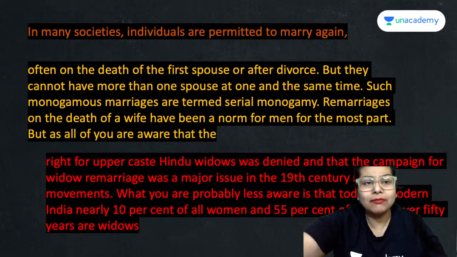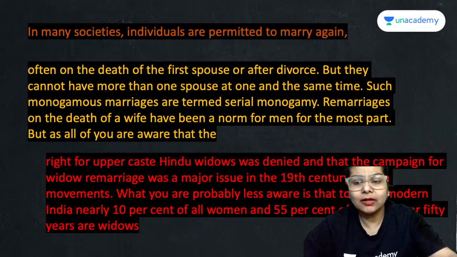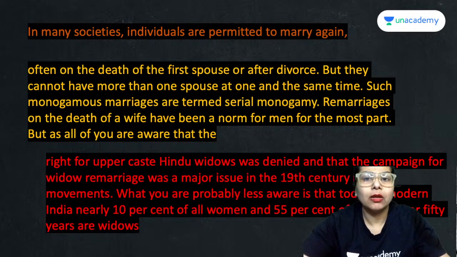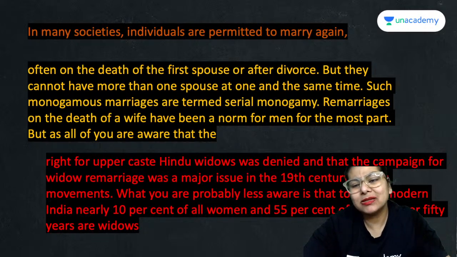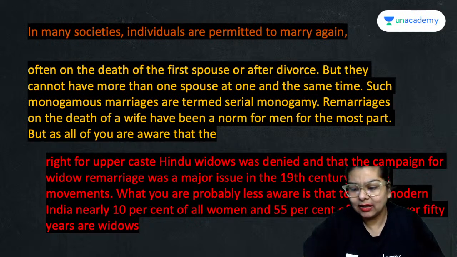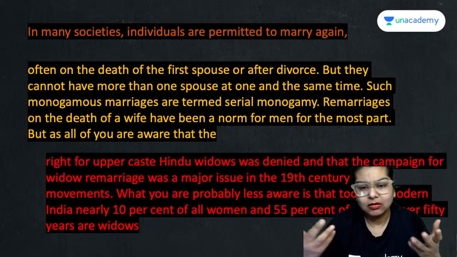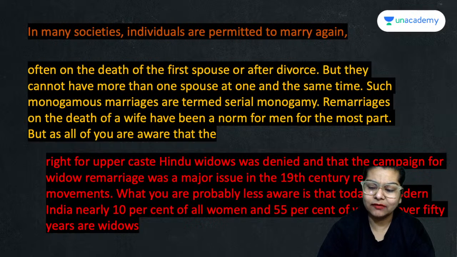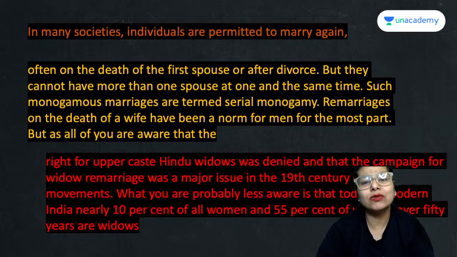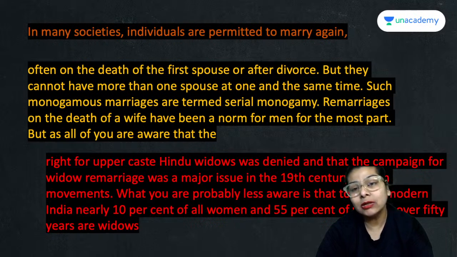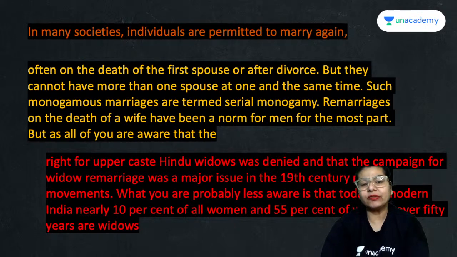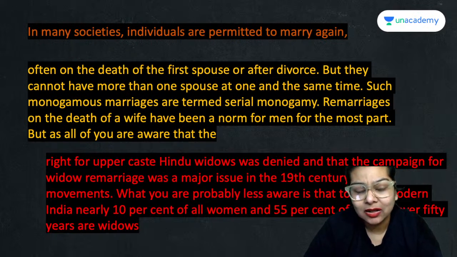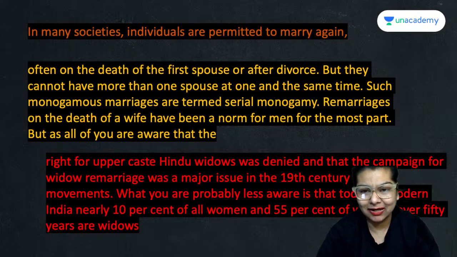Now in many societies, individuals are permitted to marry again. See what happens here. If somebody is very young and at a very young age the husband dies, permission needs to be given. But if the permission is not given, there's a life which is being ruined. So things are different. It differs from person to person. So here what we see, often on the death of the first spouse or after divorce, they cannot have more than one spouse at the same time.